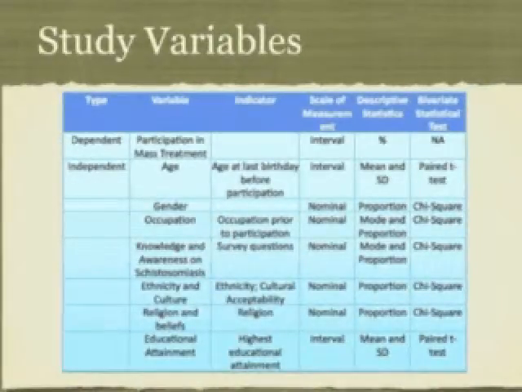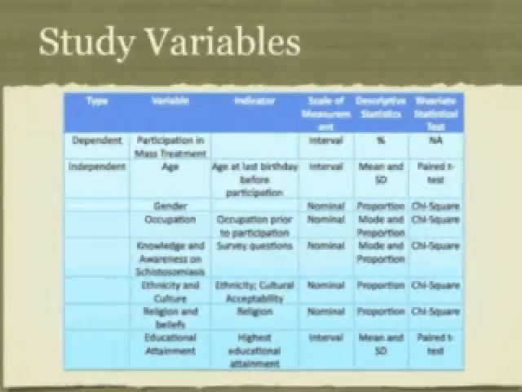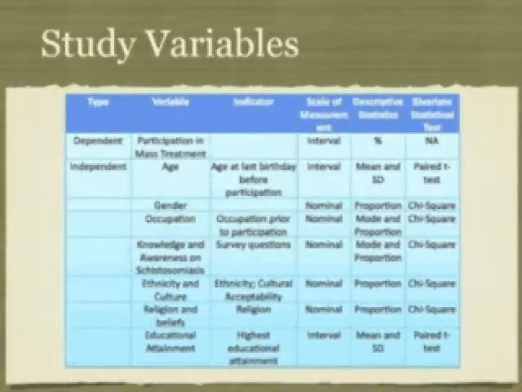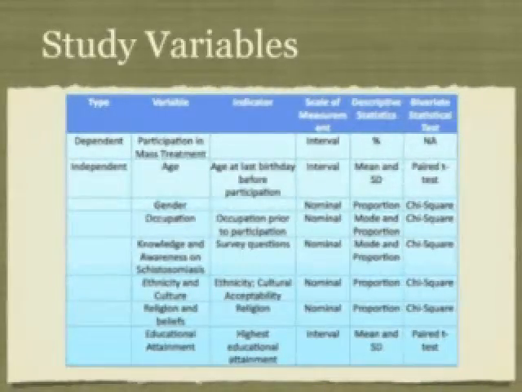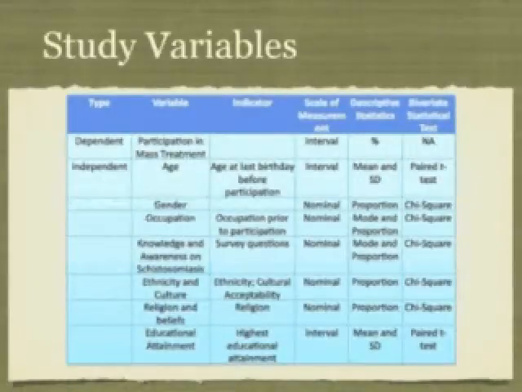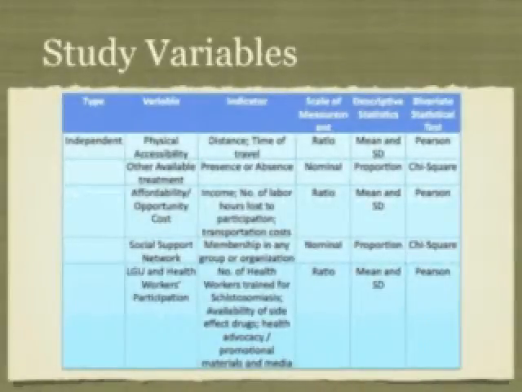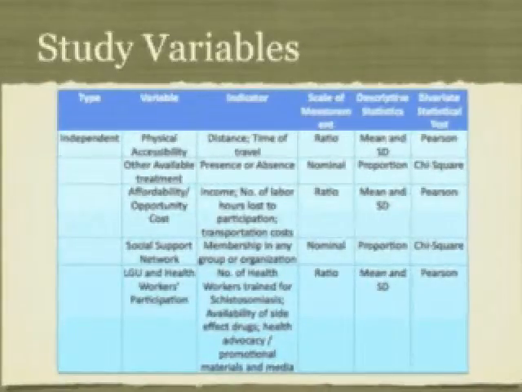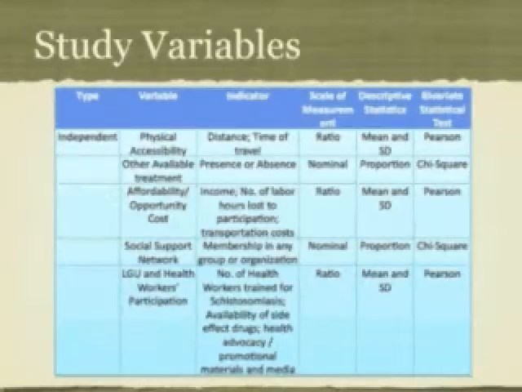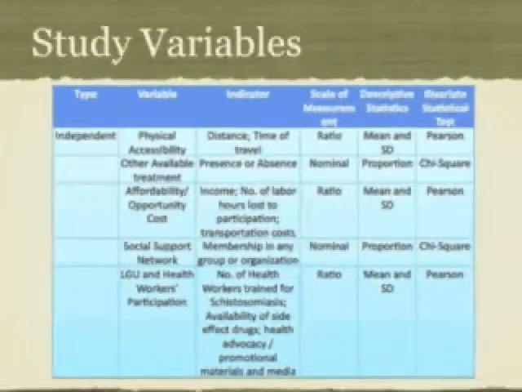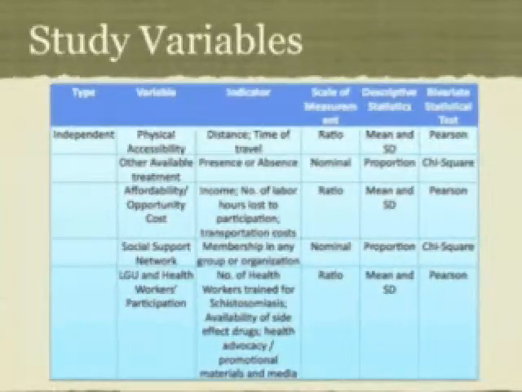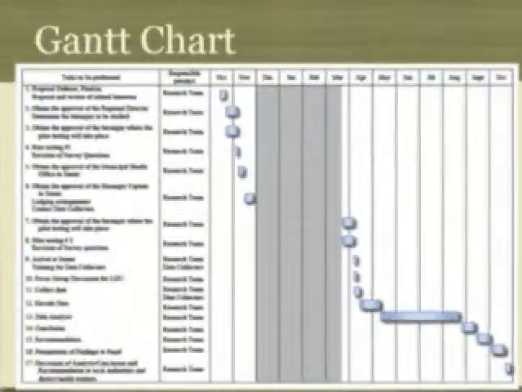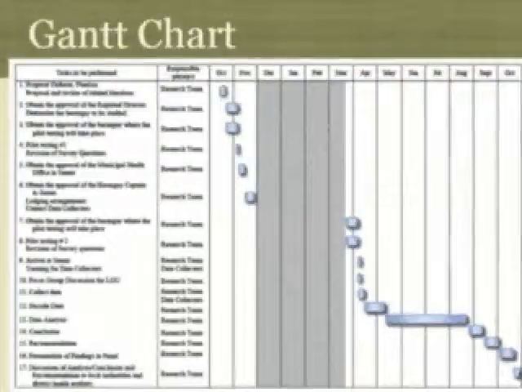Lastly, for the study variables, the dependent variable is the outcome or participation in mass treatment, while the independent variables are the exposure factors or the predisposing, enabling, and need factors previously explained. For each variable, the indicator, scale of measurement, descriptive statistics, and bivariate statistical test to be used were determined and were used to formulate the survey questions. This is the thesis group's Gantt chart showing our detailed work plan for the next couple of months.